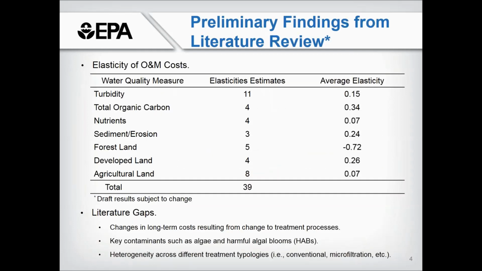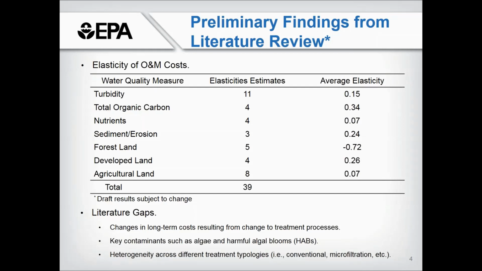So these are for our literature review. So far, we've reviewed 250 studies. Of these, 26 studies have met our criteria. And from these 26 studies, we extracted 83 elasticities. With a few exceptions, the studies look at operation and maintenance expenditures and not capital investments. Our findings are presented in the table on this slide.